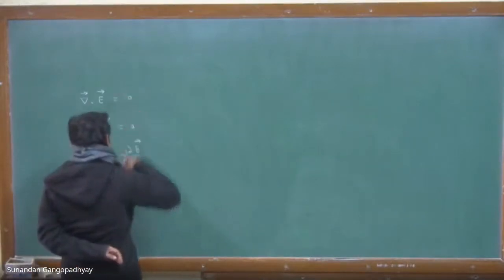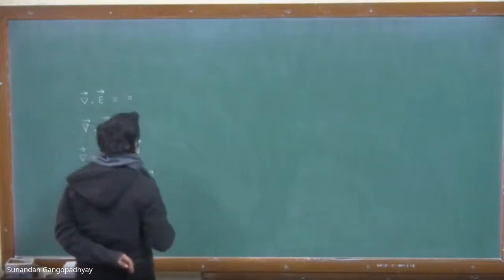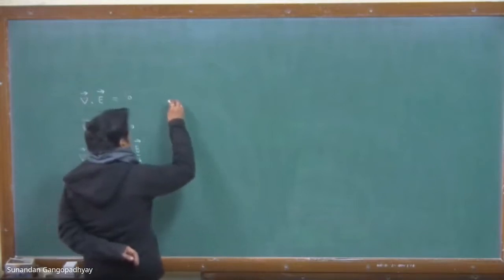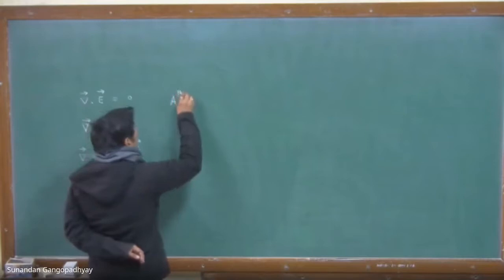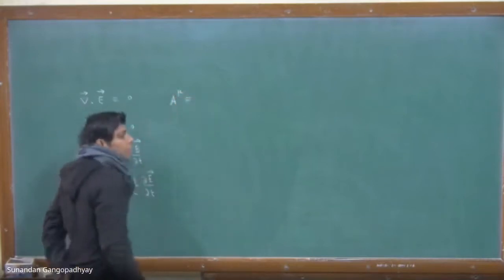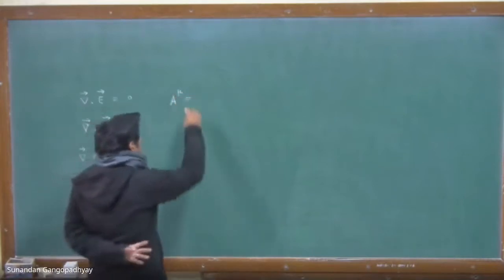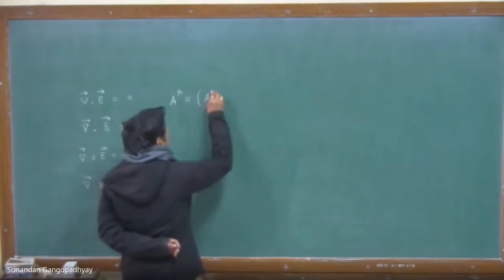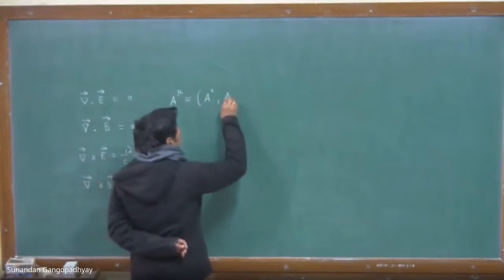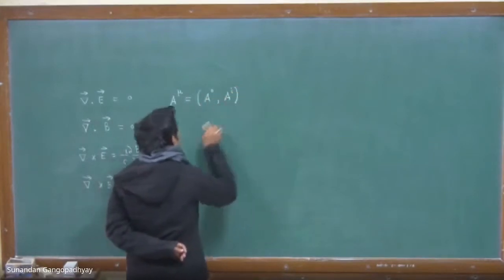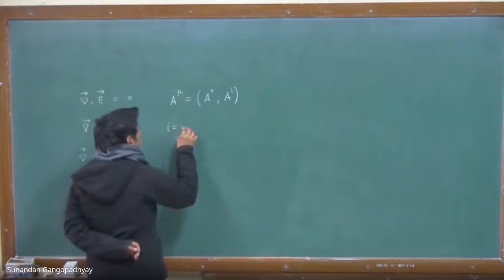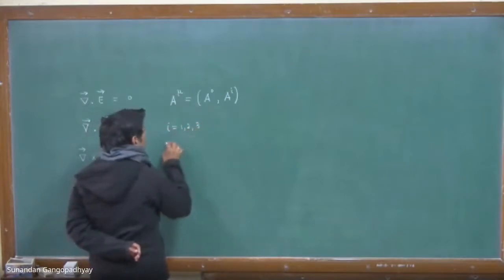You know that Maxwell theory has gauge invariance, and therefore you have a gauge field. This is the gauge field A mu. The zeroth component is A0, and then A i, where i runs from 1 to 3 and mu runs from 0 to 3.